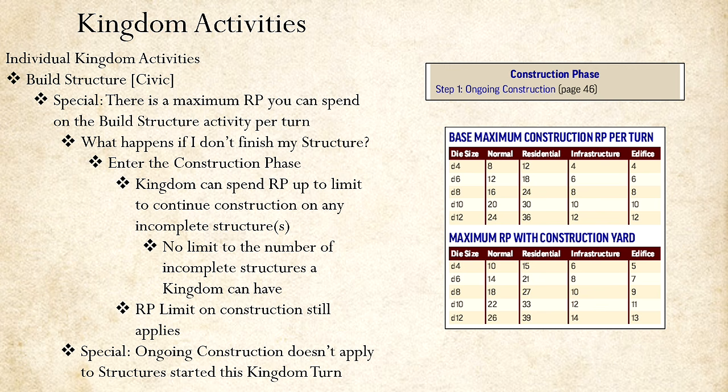Now, you might be wondering, well, hang on. Build structure takes place during the activity phase, and ongoing construction happens in the construction phase, which is after the activity phase. This is the special rule. Ongoing construction doesn't apply to structures started on this kingdom turn. You can't jump into construction phase and be like, oh, I'm going to ongoing construction the thing I just started. You can't do that, in no small part because you've probably already spent your maximum RP for construction in that turn.